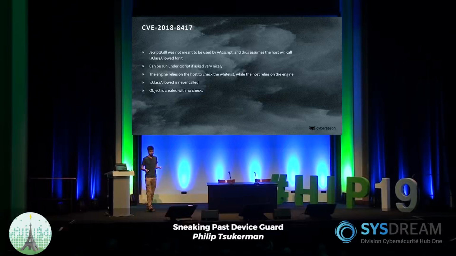oh, the developers of the scripting host will call my function, and use it under, let's say, C-script, which thinks that, oh, I'm just going to give a pointer to the security function to the scripting engine, and then it will call it. And what happens when I do that is that nobody actually calls the function, because the two teams of developers were absolutely sure that the other team implements the call to is class allowed. And again, we have success by default. The function is never called, and our object is created with no checks whatsoever.